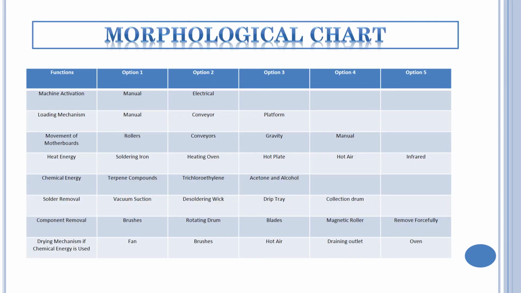The morphological chart is a representation of our team coming together, brainstorming, and generating multiple ways of performing the sub-function shown. This process is influential in that it serves as an option source to achieve sub-functions for the conceptual design. So, for example, for the movement of motherboards, we can do this using rollers, conveyors, gravity, or manually.